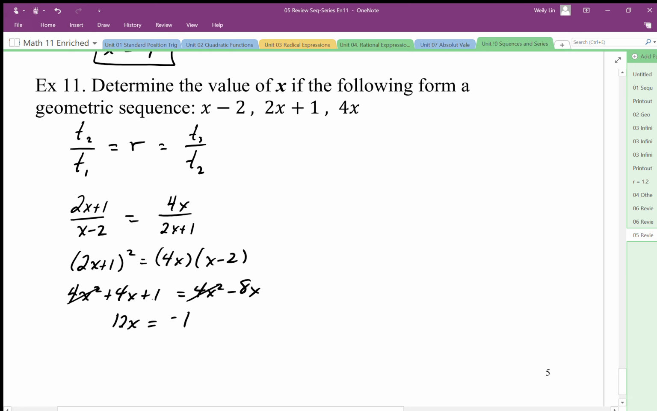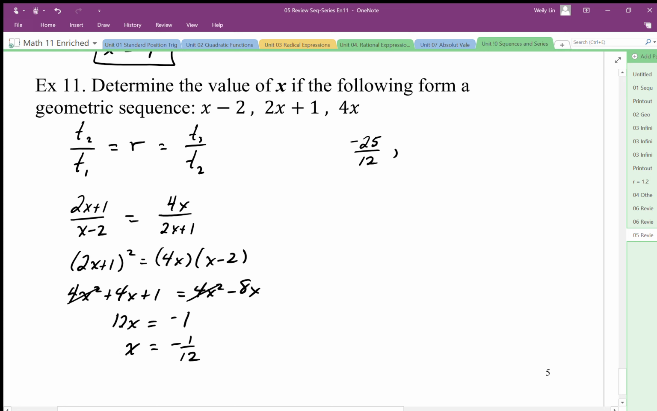Okay, just double checking my math here. The x value then works out to be negative 1 over 12. Ooh, that's a strange result, but we'll have to check that. Testing that, I do negative 1 over 12 minus 2. That gives me negative 25 over 12.